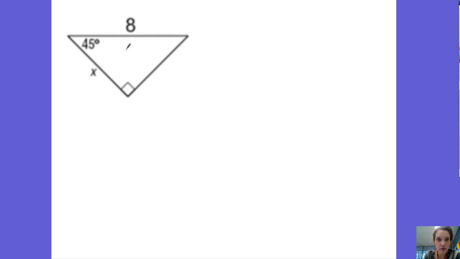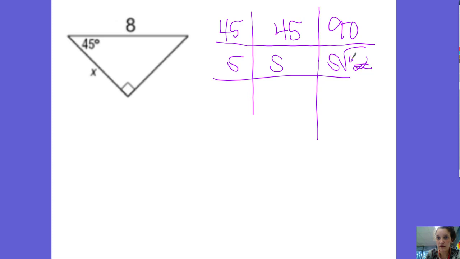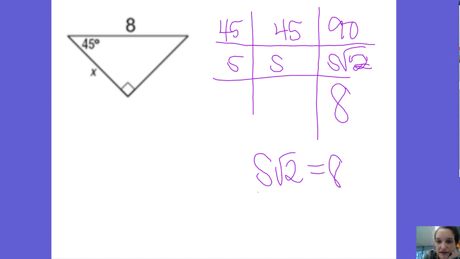In this example, we know the hypotenuse is 8 in this 45, 45, 90 triangle. So S root 2. This time we know the side across from the 90, we know the hypotenuse is 8. So if you remember, when we know the hypotenuse, we divide it by root 2 to get the side. So I have S root 2 equals 8. I'm going to divide it by root 2. I'm taking that hypotenuse and dividing it by root 2 to get the legs in a 45, 45, 90 triangle.